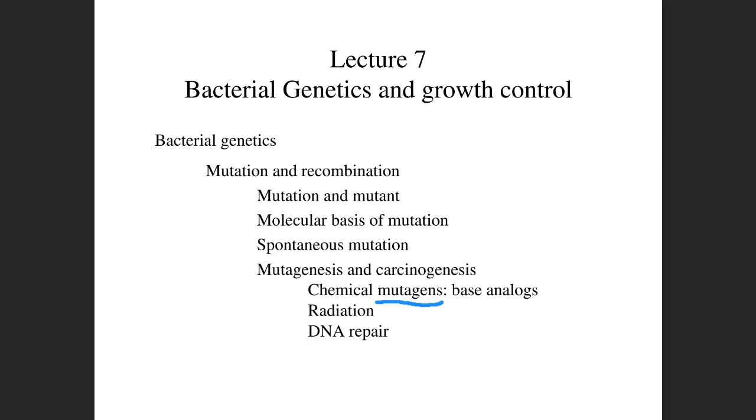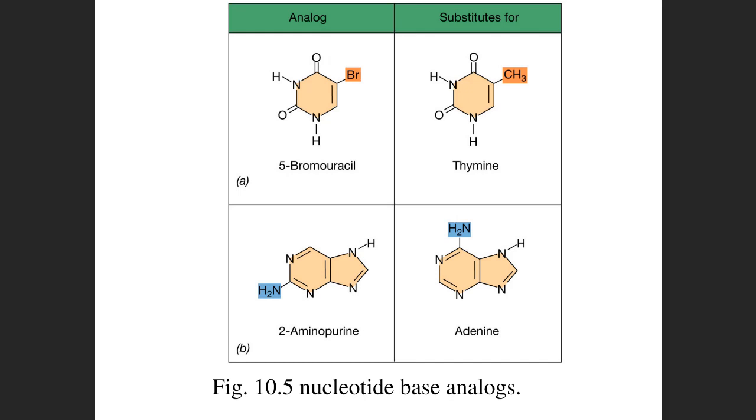A mutagen is a chemical that increases mutation. And what are these chemicals? In biological terms, they are analogs. So let's take a look. You have thymine, and that's the normal base. But then you have 5-bromouracil. Don't they look the same to you?